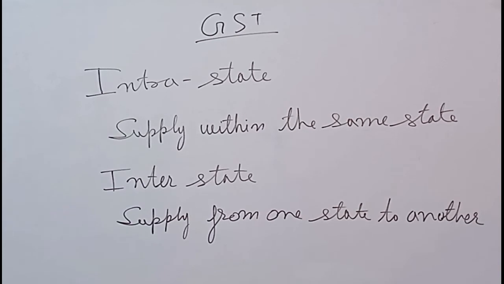Suppose we have to supply from Meerut to Rohtak, a city in Haryana, and Meerut is in UP. So we are supplying from UP to Haryana. So that means we will calculate the tax as interstate. Now we will know how to calculate the tax as intrastate and as interstate.